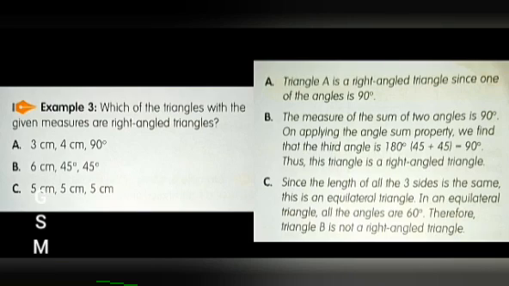And the triangle C, all the sides are same, that is 5 cm. Since the length of all the three sides is the same, this is an equilateral triangle. In an equilateral triangle, all the angles are 60 degree. Therefore, triangle C is not a right angle triangle.